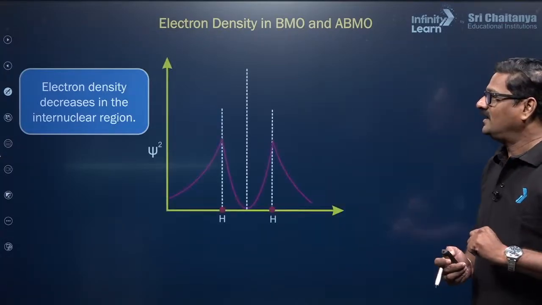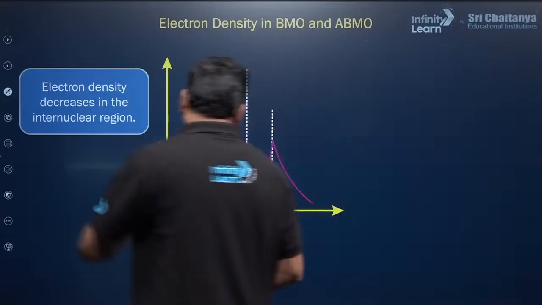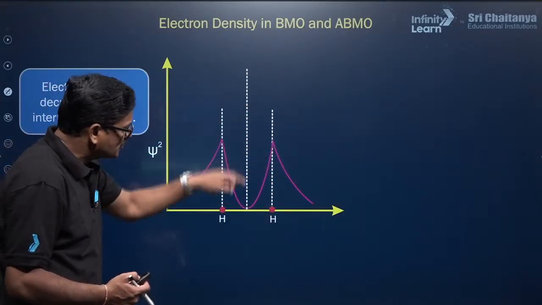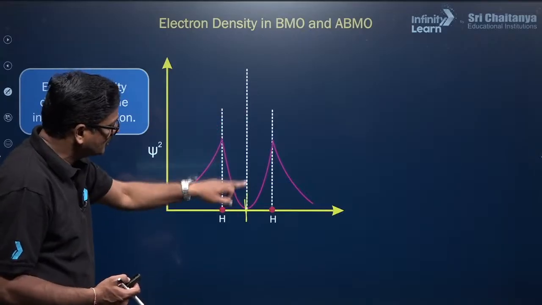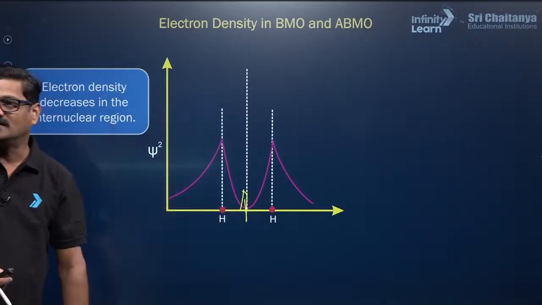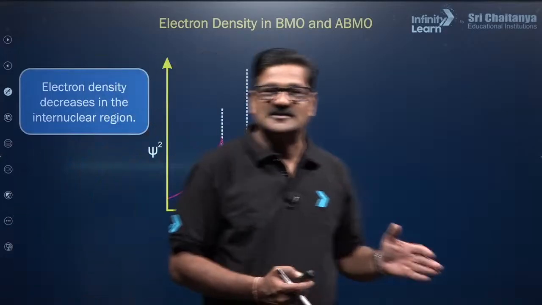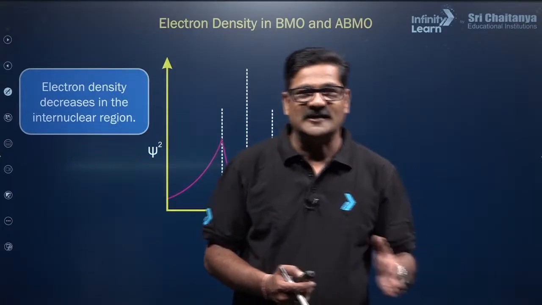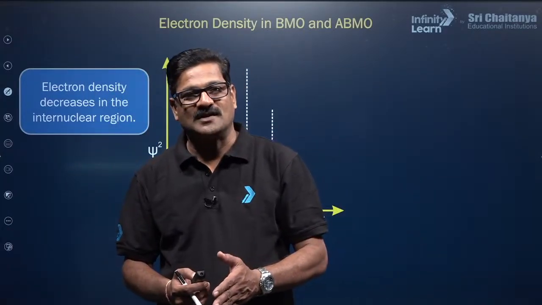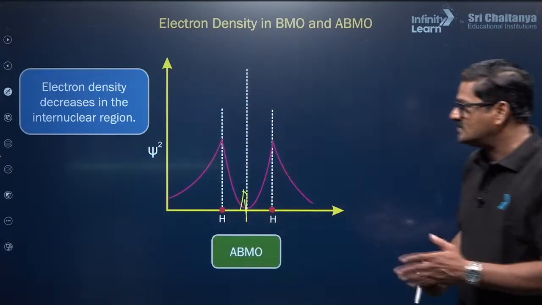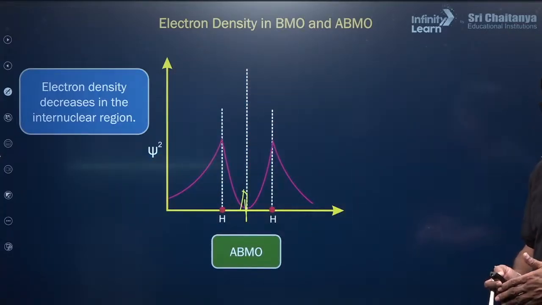Fine. And here you can see the anti-bonding molecular orbital has less interference. You can see a node here, you can see a node over here, right? So more nodal planes are there in the anti-bonding molecular orbital, and fewer nodes are there in the bonding molecular orbital, right? So this is the graph for the BMO.